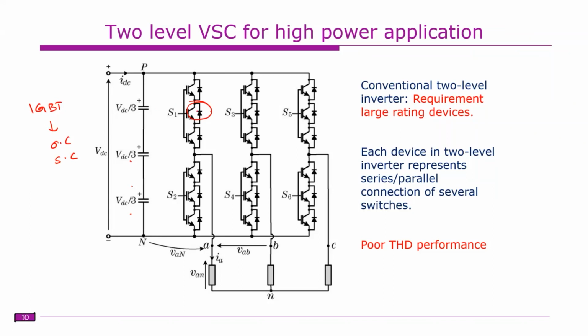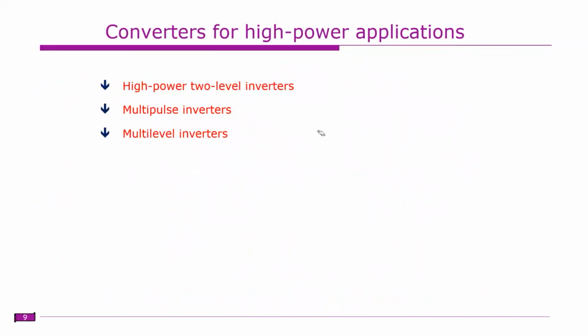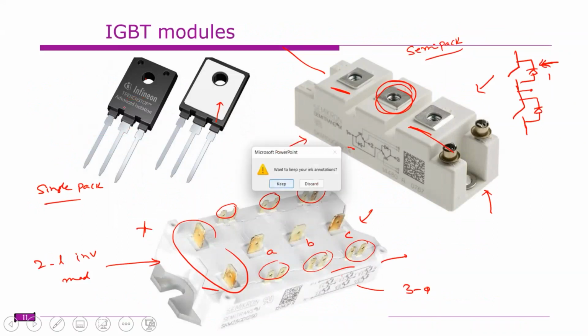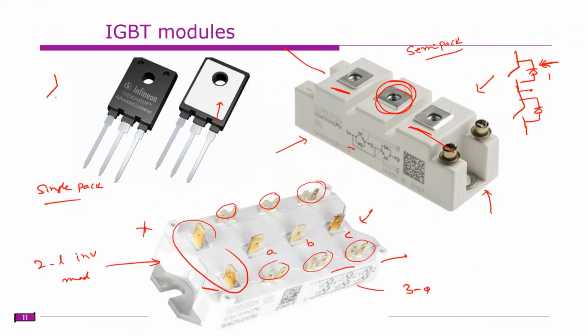So this comes as a pack only. Usually the IGBTs we discussed come with an anti-parallel diode. Sometimes the IGBTs come as a single switch, and sometimes they come with a diode.